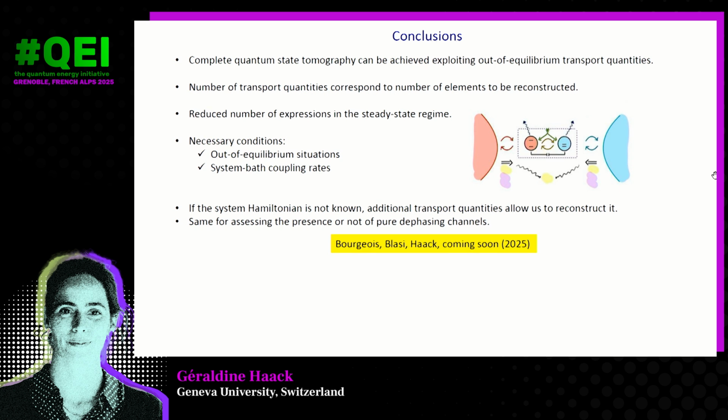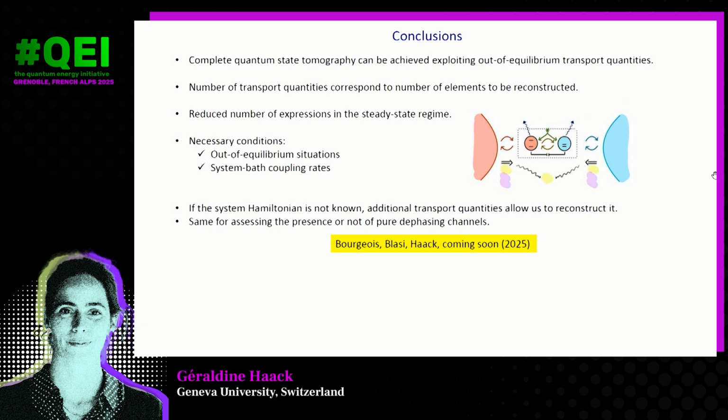So I think this work shows that, in fact, we can access the complete state, we can perform complete state tomography with transport quantities. So the idea now is to extract all possible information from the environment. And the more fundamental question is, in general, what can we learn from the environment about a quantum system? And in this case, we show that complete state tomography is possible.